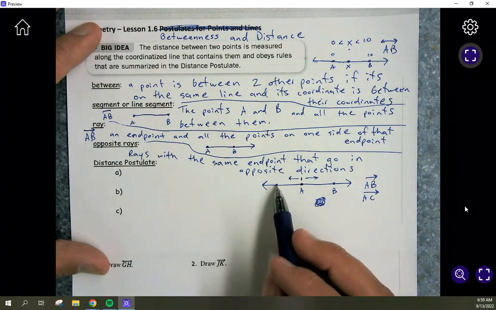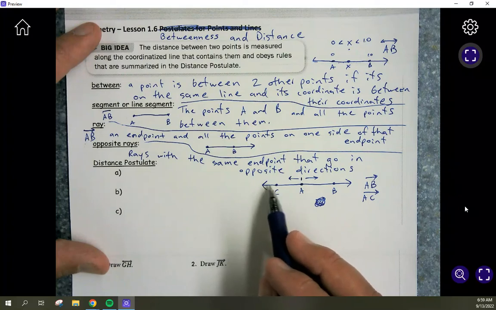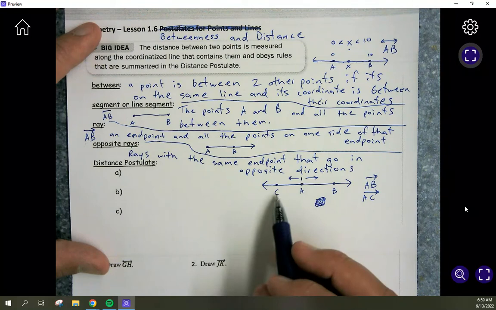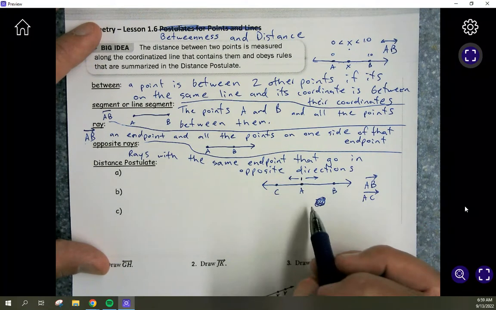So we also have opposite rays over here. We couldn't name this one because we don't have another point out here. But if there was another point, you could say C going this direction and C going this direction. Those are opposite rays. And same thing here. Going this way from B and going this way from B. Those are opposite rays.